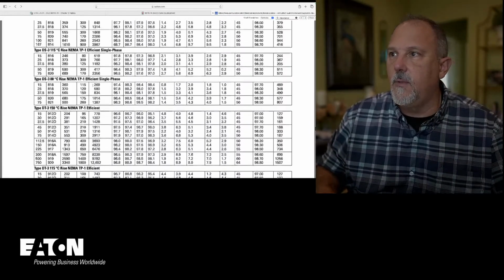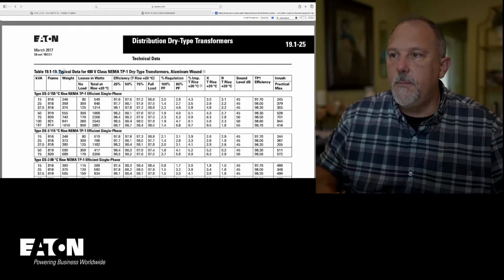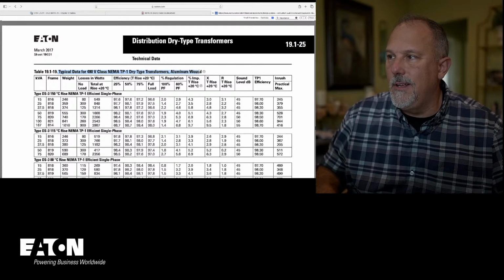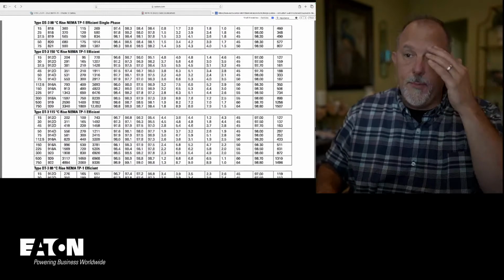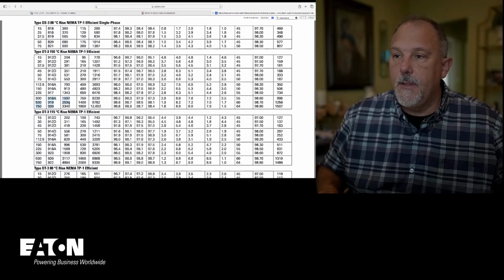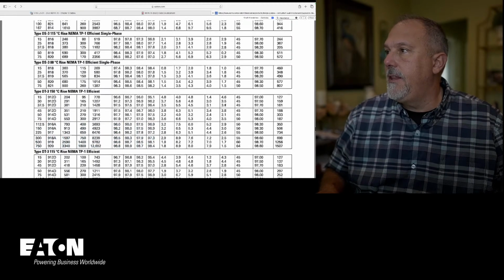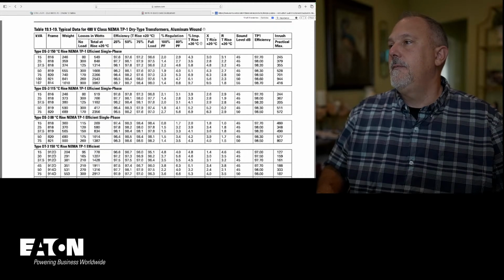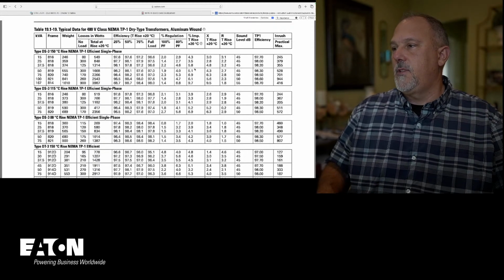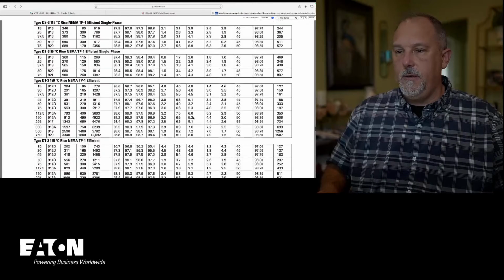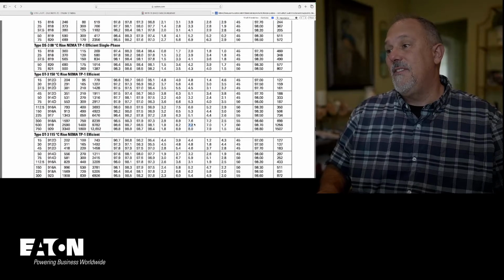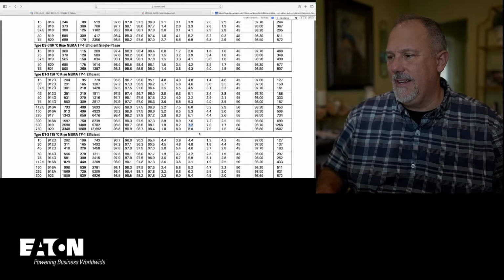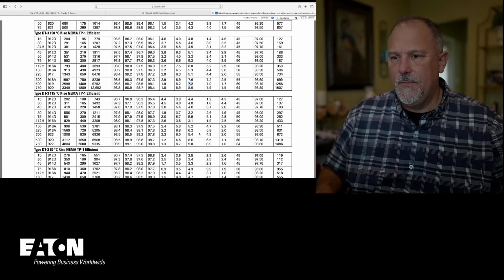This is typical data for a 480 volt class NEMA TP1 transformer. This is an aluminum, probably most cost effective. There's a 500 and the percent impedance. Percent impedance is this column right here. So we've got a 7.2. It's kind of high. I think I said 5.4. That's typically what I see.